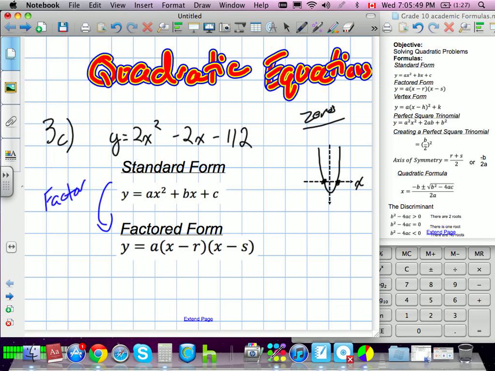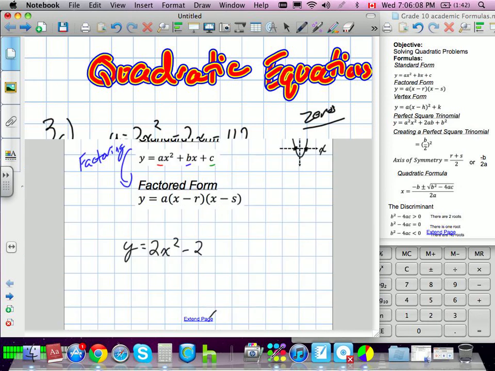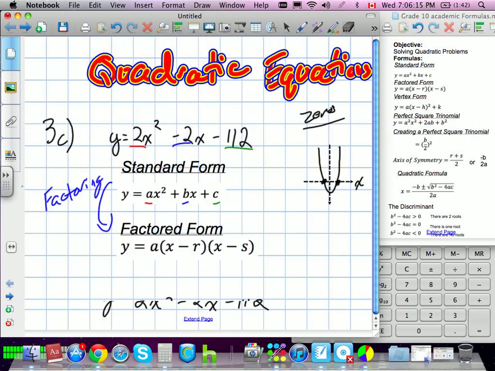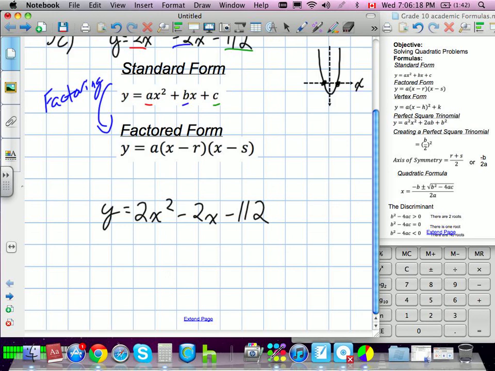So we're going to take our standard form here, and we know we have our A, this is our B, and our C, right? We've gone over factoring before, so let's get right to it. 2x squared minus 2x, whoops, minus 112. So, when we're figuring out factoring, we find the factors of the first term. The first term is 2x squared, so the factors would be 2x and 1x. 112 is going to have a lot of factors. So we actually made a little bit of an error here.